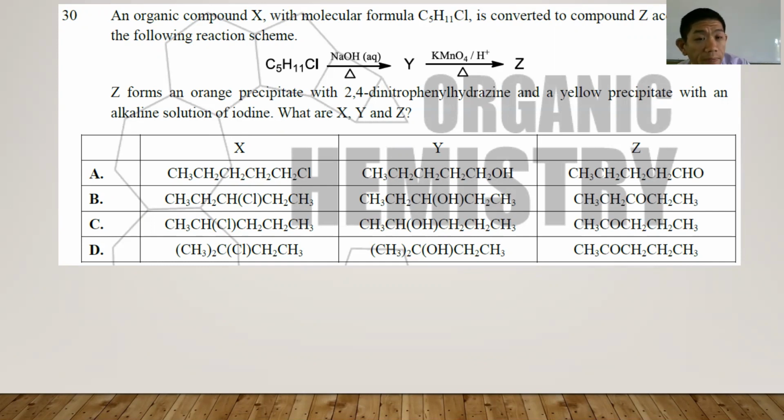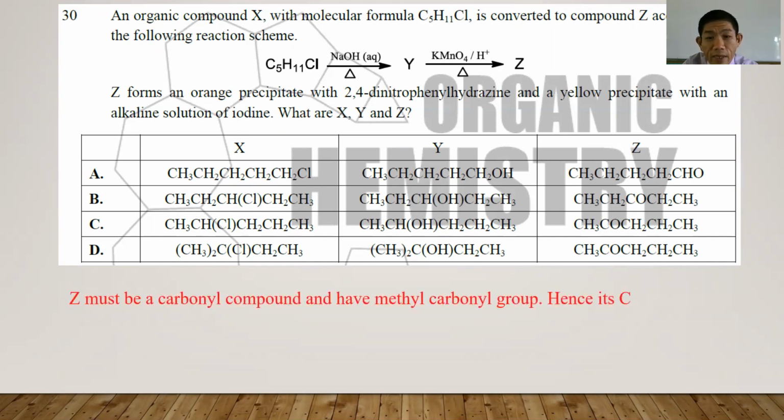So let's start from A, B, C, D. When A, C5H11Cl reacts with sodium hydroxide, it gives a primary alcohol, then you give aldehyde, which is incorrect. You're supposed to give carboxylic acid. So A is wrong. And then B, you have 3-chloropentane, which is maybe correct. Then 3-pentanol, which is correct. However, for the last one, when you oxidize, it will still become a carbonyl compound because it is a secondary alcohol.